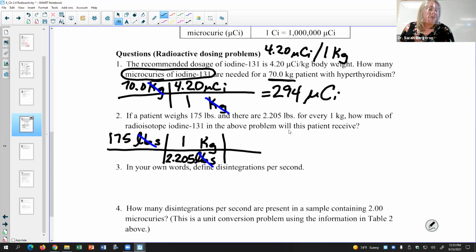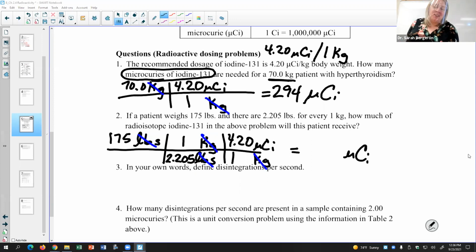Another conversion, and we're going to use the same dosage that we were given here. Kilograms on the bottom, so they cancel. Microcuries on the top, and it's 4.20 per 1 kilogram. Our kilograms cancel, and we are left in microcuries. So what do you get? And y'all on Zoom could type in what you get, not just asking the people in class.